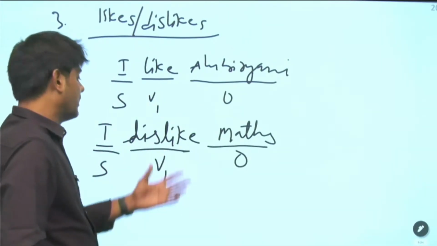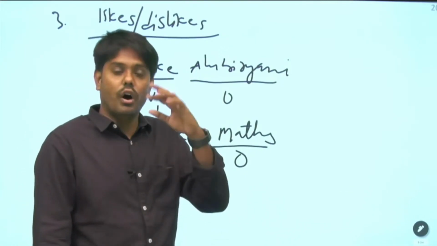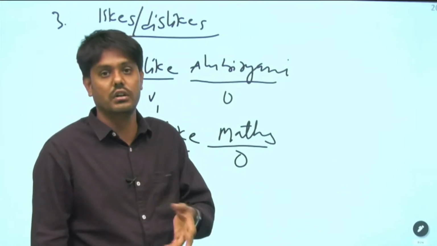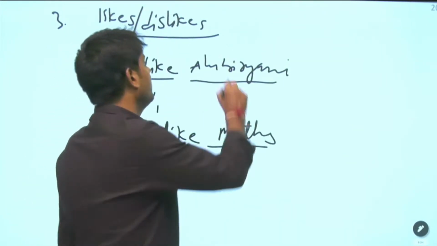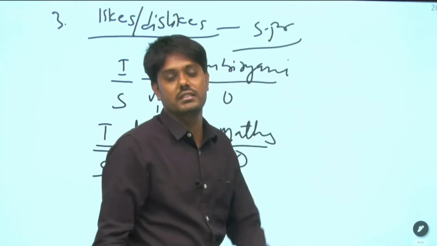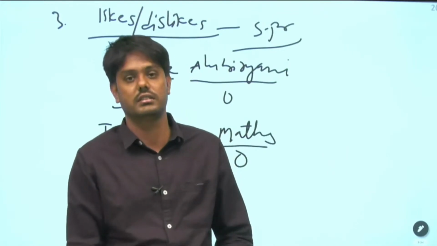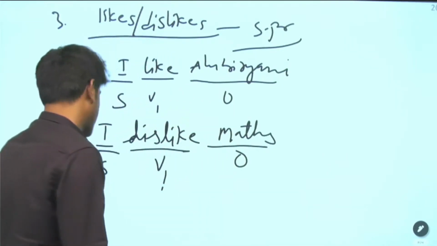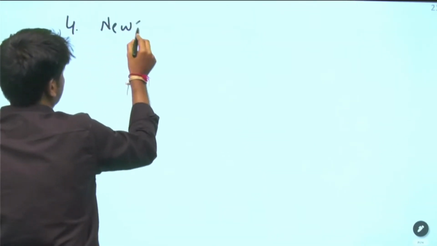Whatever likes or dislikes you have, you have to express them only in simple present tense. Compulsorily, you have to express all likes and dislikes in simple present tense. This is the third usage. Then next, newspaper headlines.